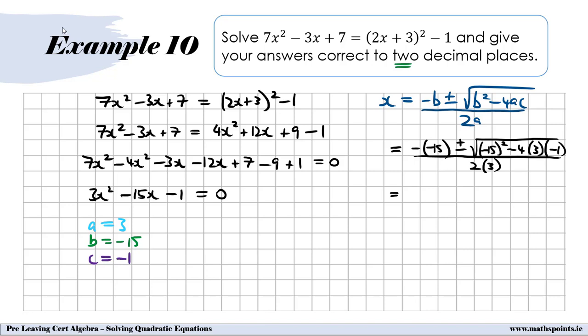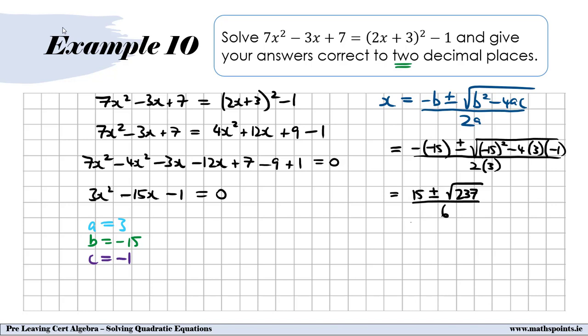Tidying this up, we have minus 15 is plus 15, plus or minus. Now, minus 15 squared is 225, and minus 4 times 3 times minus 1 is plus 12, so 225 plus 12 is 237. So you can put all of that underneath the surd into the calculator and just get root 237. And then put that over 2 times 3, which is 6.